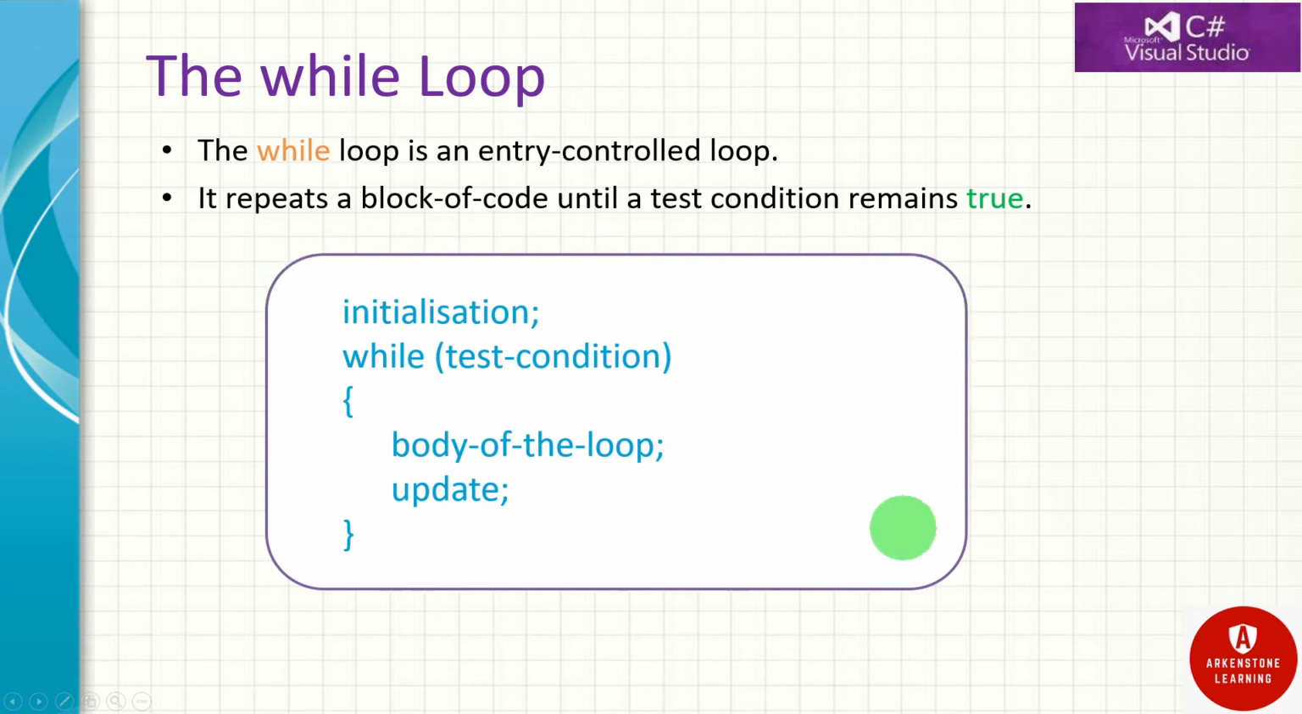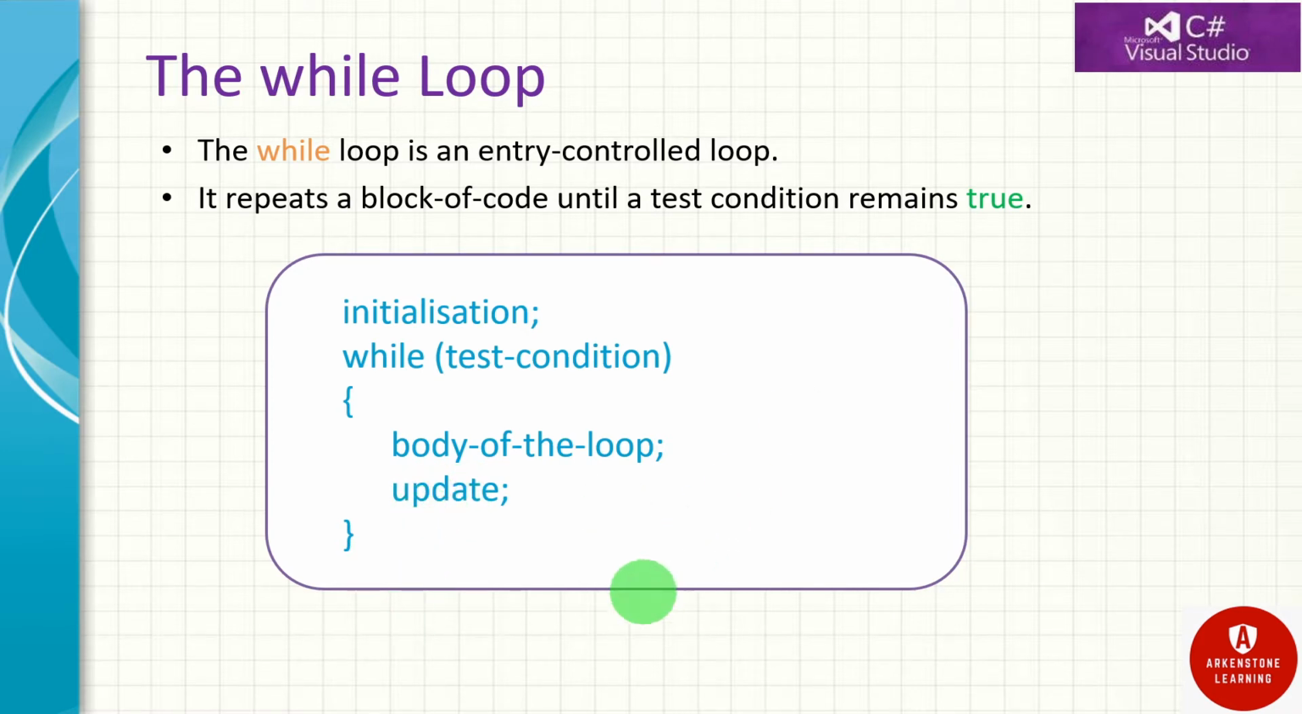Here is the syntax of the while loop. We have got this initialization expression and then we use the keyword while, and in the parentheses we specify the test condition. In curly braces we specify the body of the loop, and generally there is an update statement or update expression which increments or decrements or controls the test condition.